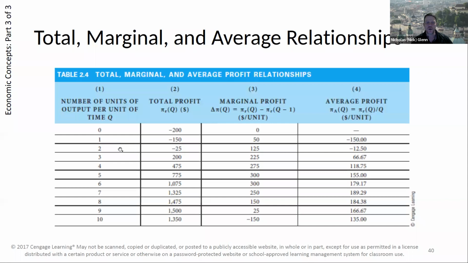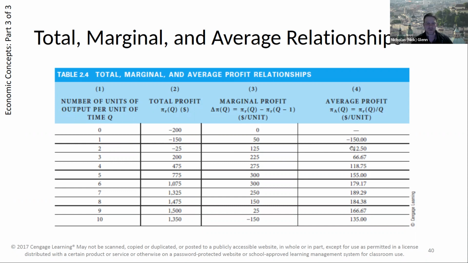What about going from 1 to 2? Well, the total profit went from negative 150 to negative 25. So the marginal profit was 125. All right, so going from 1 to 2, there's an additional profit of 125. So this caused the total profit to go from negative 150 to negative 25.